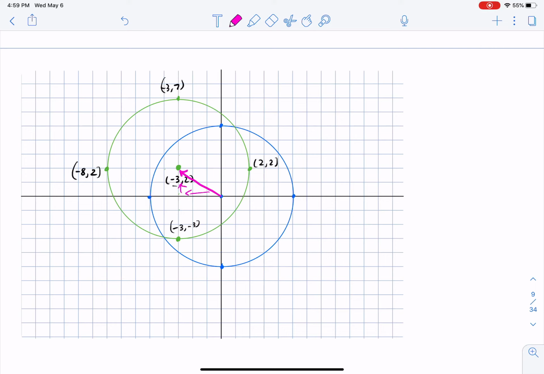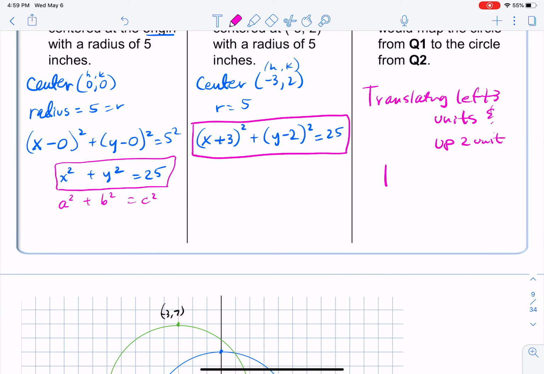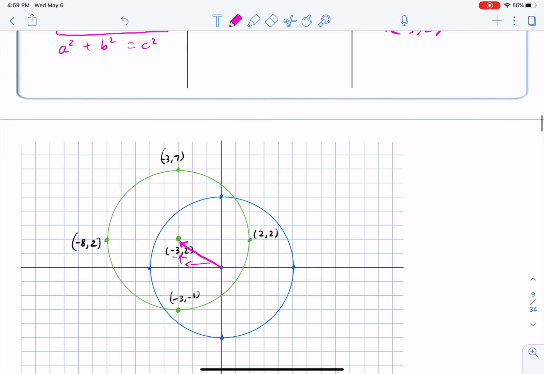So it looks like it is translating left 3 units, and up 2 units. You can write that in our fancy geometric notation, which goes like this: T with a subscript of the vector <-3, 2>. Right, so that's essentially what's happening. It's the same circle. It's just been translated to the left 3 spaces and then up 2.